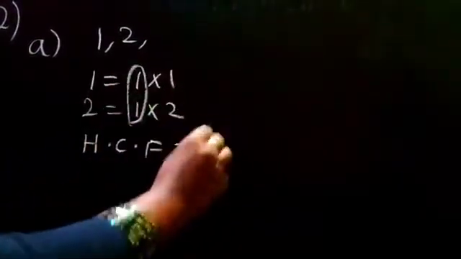So 1 can be written as 1 into 1. 2 can be written as 1 into 2. So what is the HCF of this? 1 is common in both. So 1 is the common number.